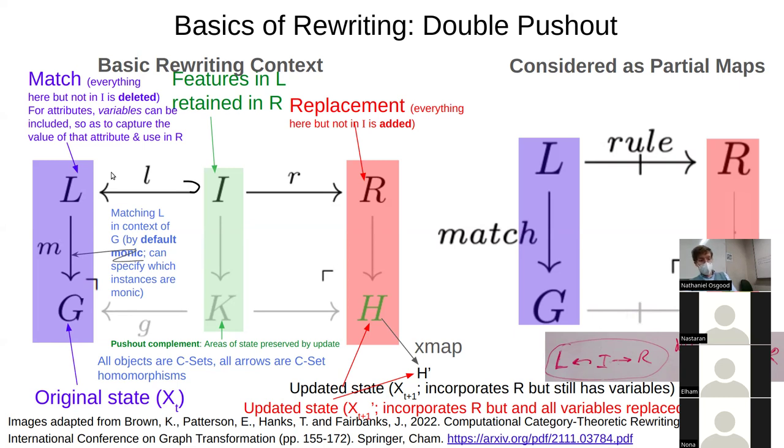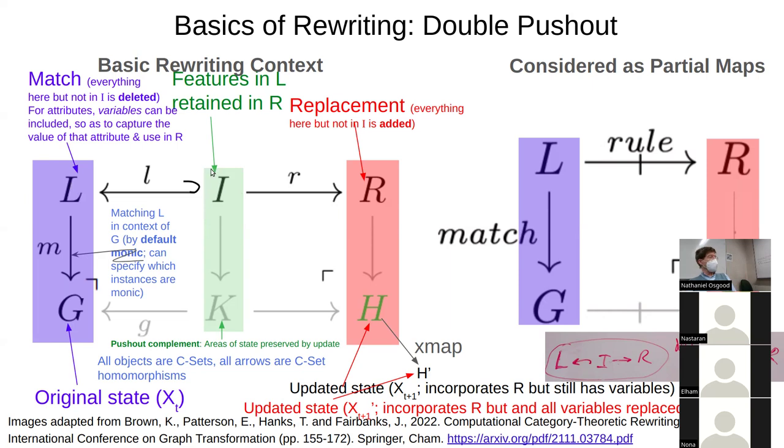And that's why this is a monic map. I is a subobject of L. It's a subpiece of L. You could say subset, but it's not a set. These are C-sets in general, or attributed C-sets. This is a subpiece of this. So maybe this is a person with a dog, a service dog, and a high blood sugar level. And this is just a person with a high blood sugar level. It's a subpiece of that. You get that?